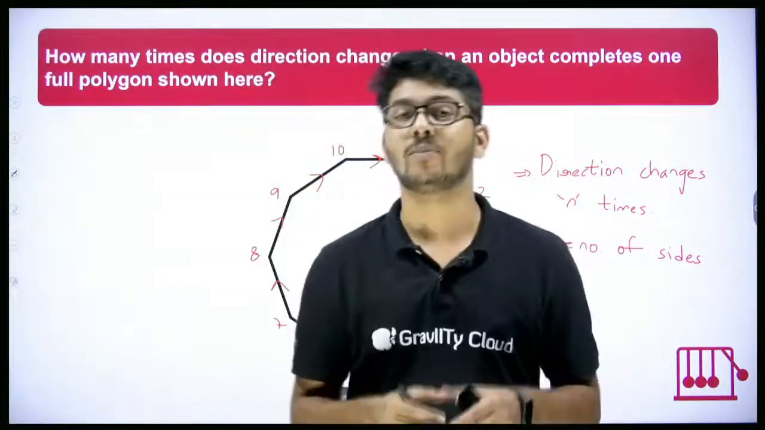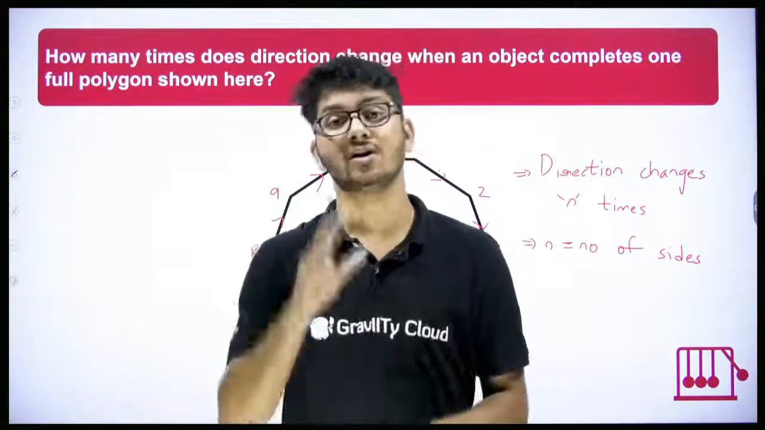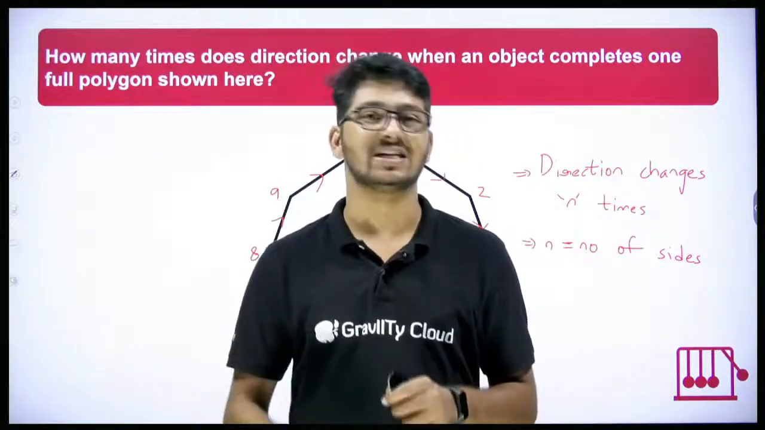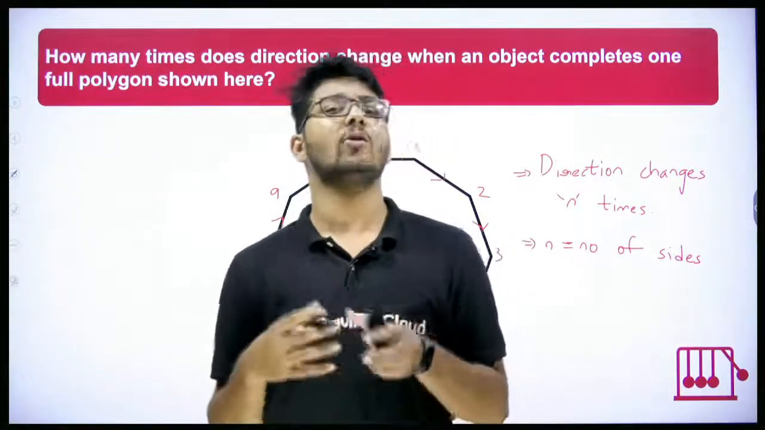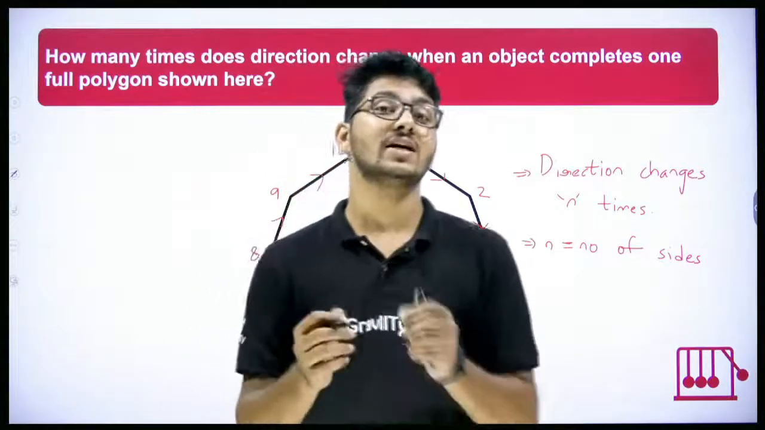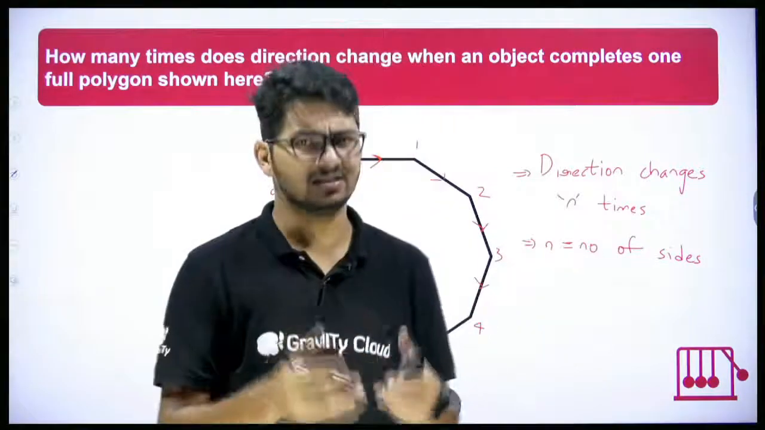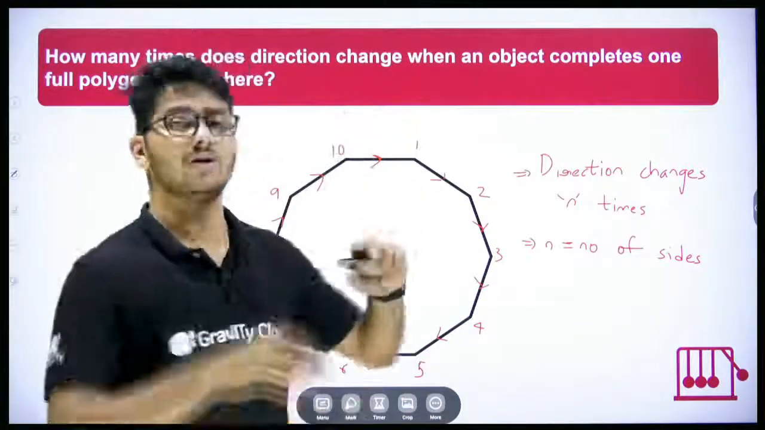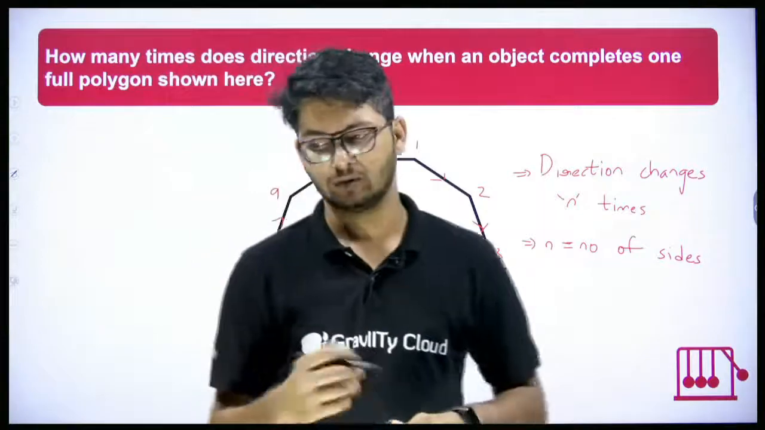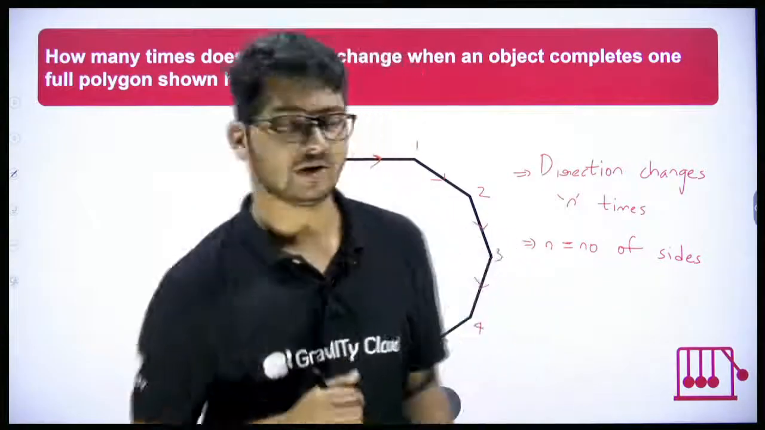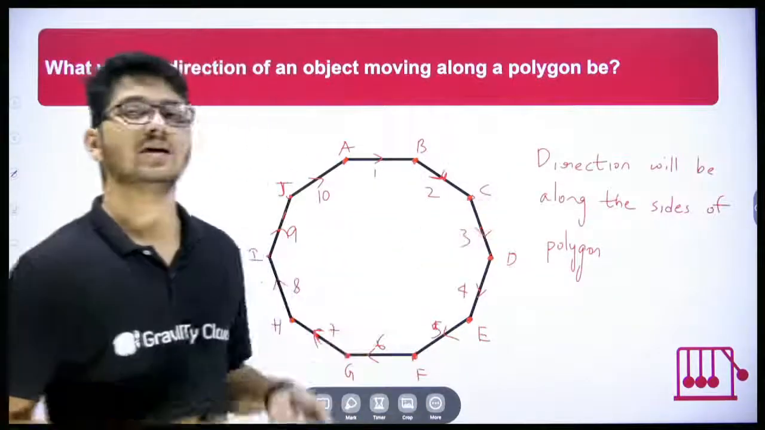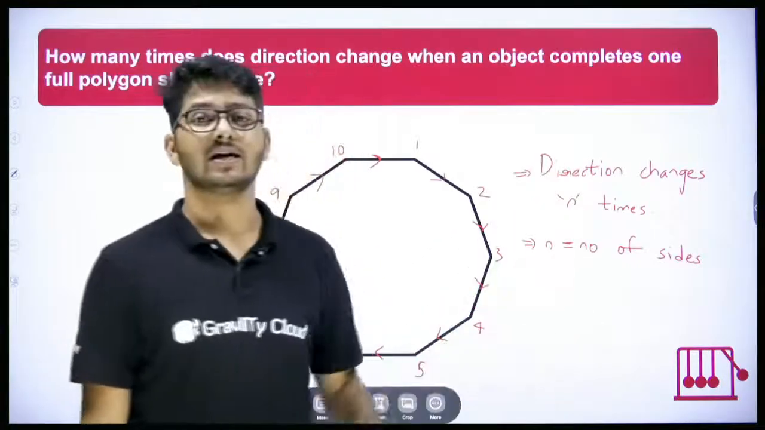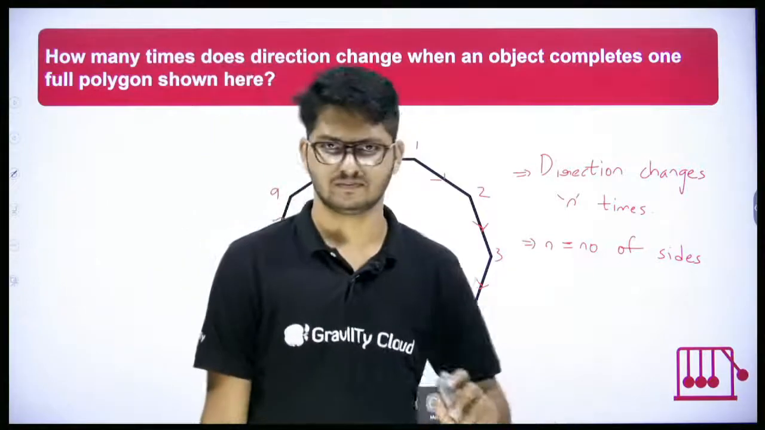So in a rectangle, how many times does the direction change? 4 times because it has 4 sides. In a pentagon, 5 times. In a triangle, 3 times. So how many times the direction changes depends on the number of sides. It is equal to the number of sides, obviously in one full rotation. Okay, so just understand 2 points that we have learned. For a polygon, direction will be along the sides of polygon and it changes n times.